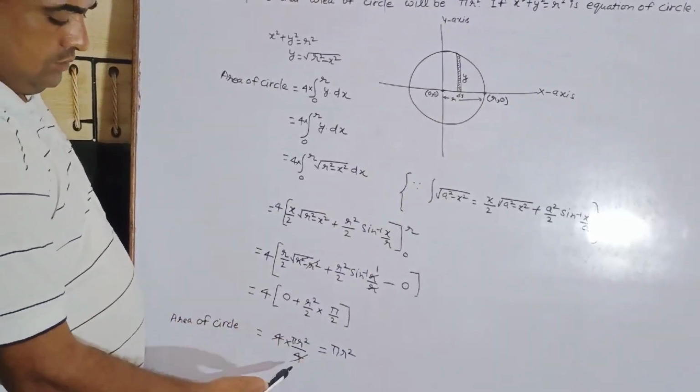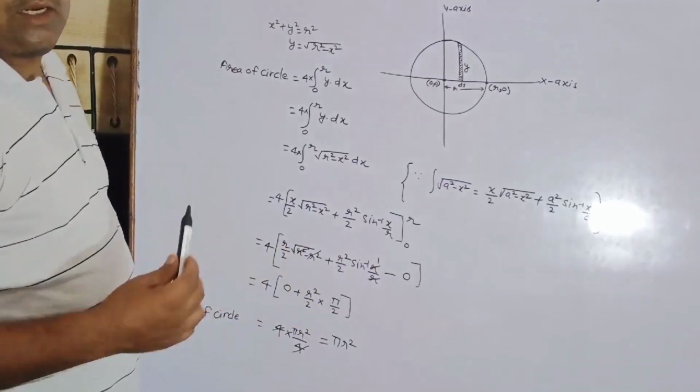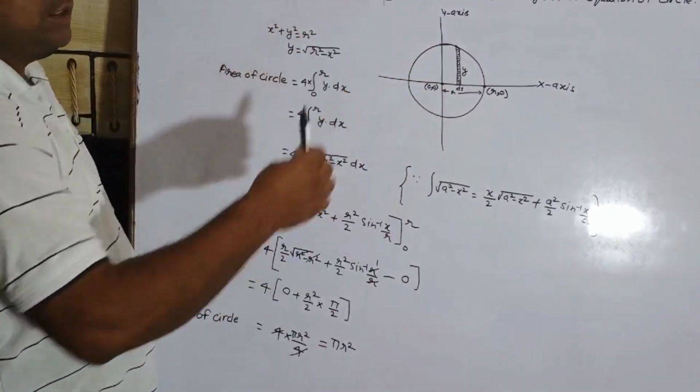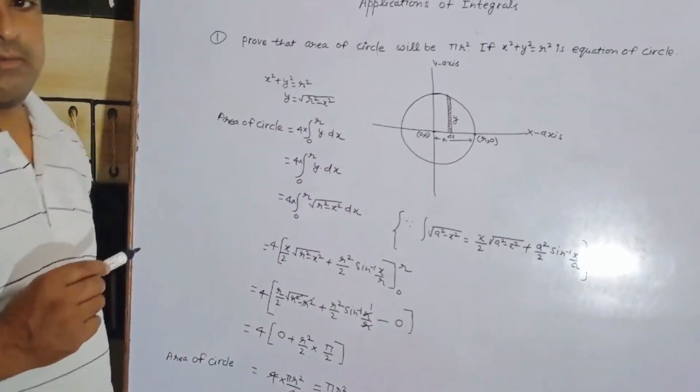Correct? Now 2 into 4, and this 4 cancel out. So area of circle will be pi r square. So students, this is the method to prove the area of circle will be pi r square.